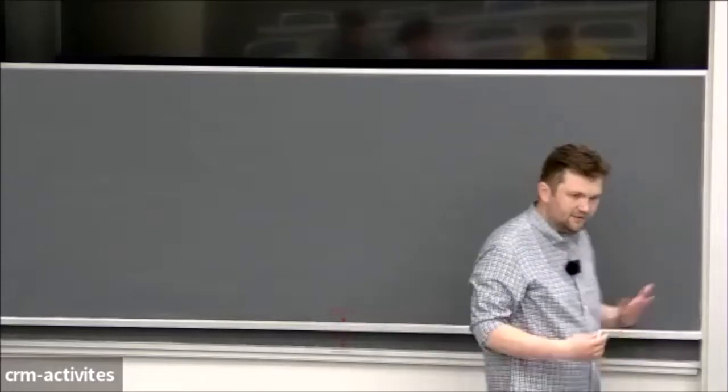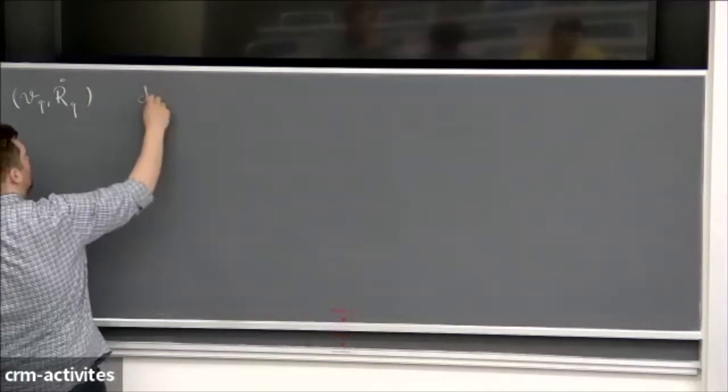So let's continue where we left off. Last time we wrote down this inductive scheme, and we somehow convinced ourselves that if we could somehow close the scheme, then we would have a proof of the theorem. So let me just write down somewhere this inductive scheme. We're going to construct incompressible vector fields v_q and traceless Reynolds stresses R_q.